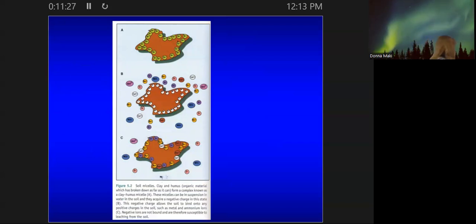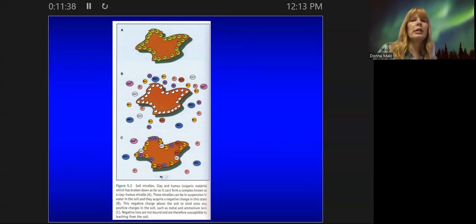Here again, just trying to impress on you the idea that anything that's negatively charged, nitrate, sulfate, those cannot attach to the soil particles. Okay, so again, just a visual of what we're covering here. They were able to figure that out in pretty short order. It's basic soil chemistry that they were investigating.